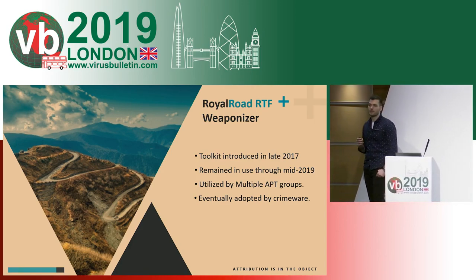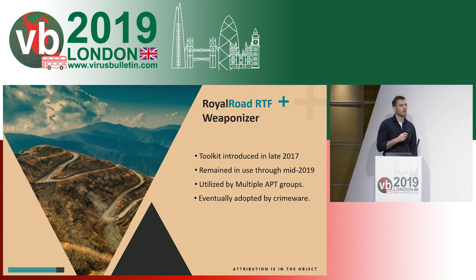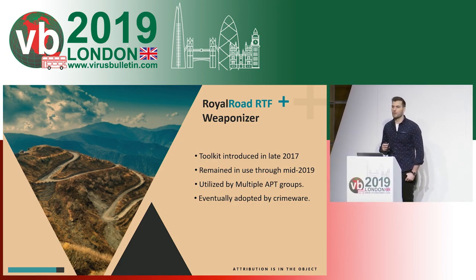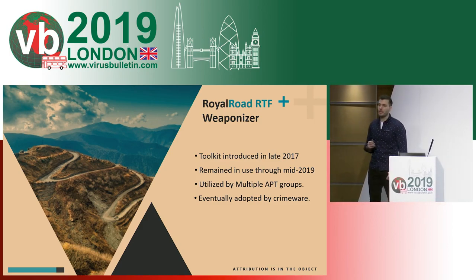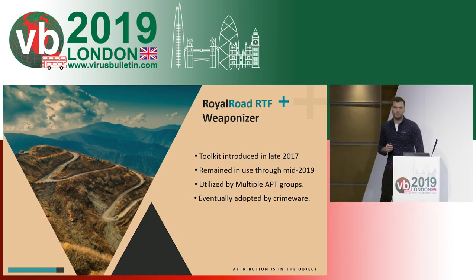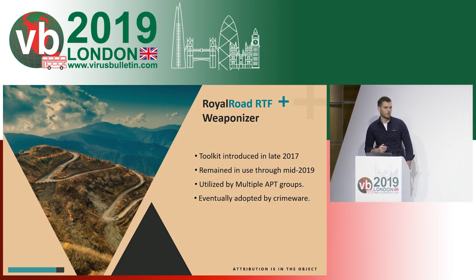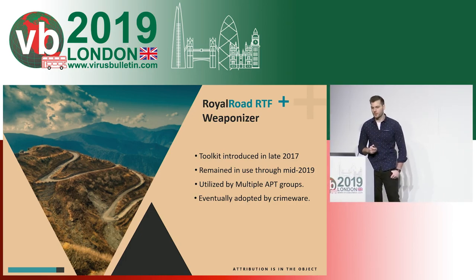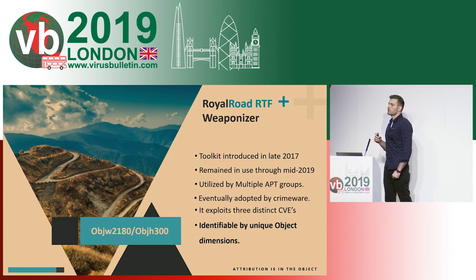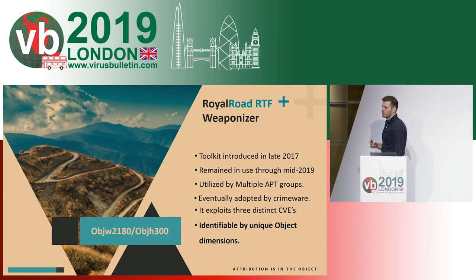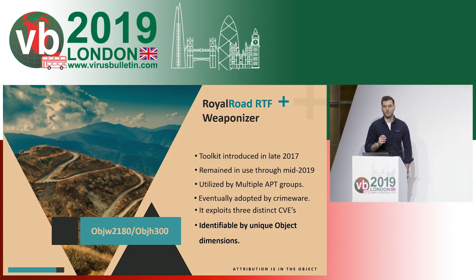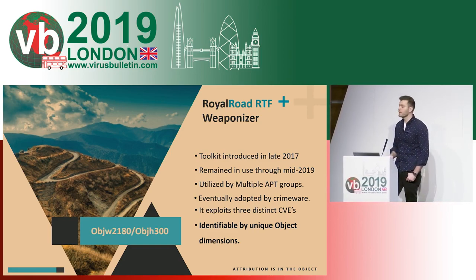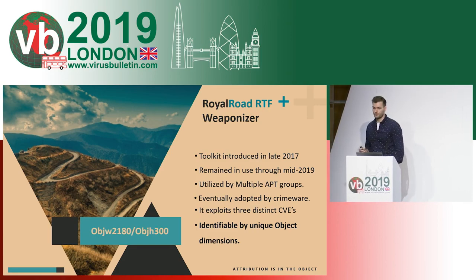It was utilized by 5 different Chinese APT groups and 1 Indian APT group very briefly. It eventually made its way into the crimeware landscape, and you can find it delivering Async RAT today, probably in many of your organizations. So it exploits 3 distinct CVEs from Microsoft Equation Editor, which I'll cover, and it's identifiable by these unique object dimensions: object width 2180, object height 300.